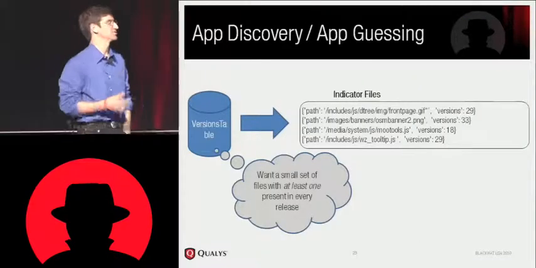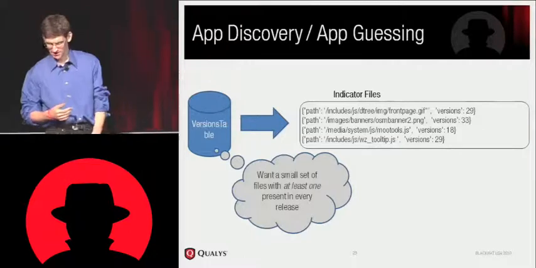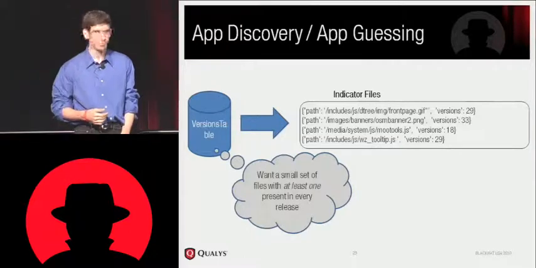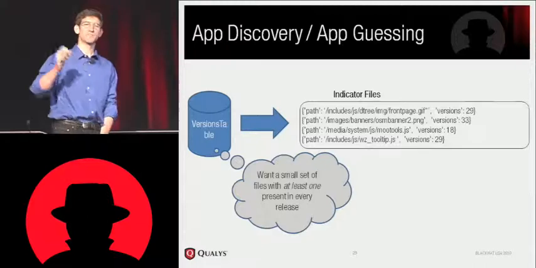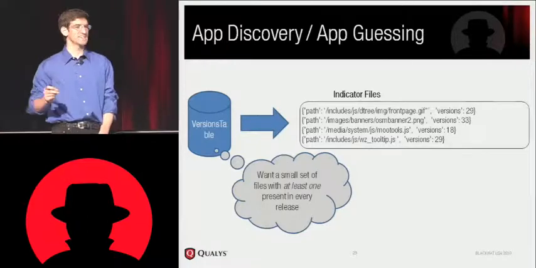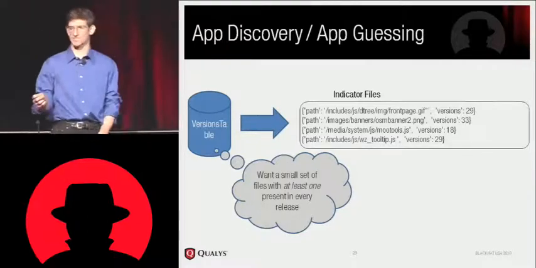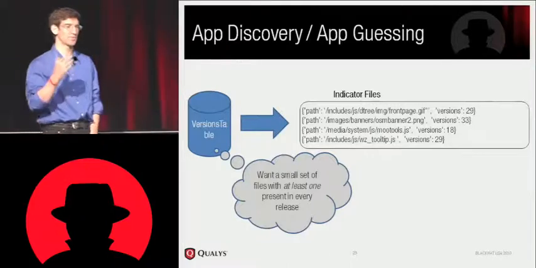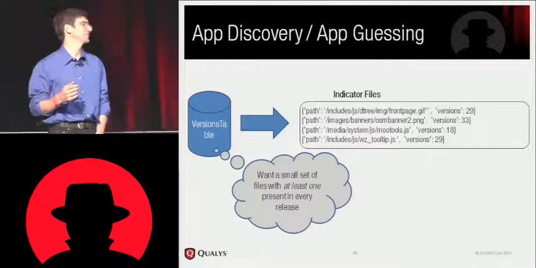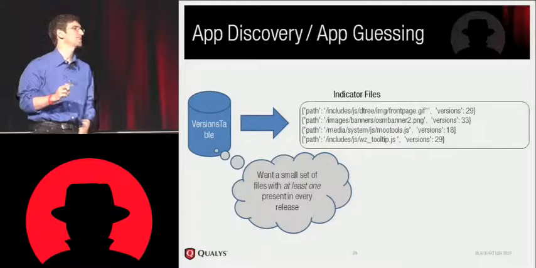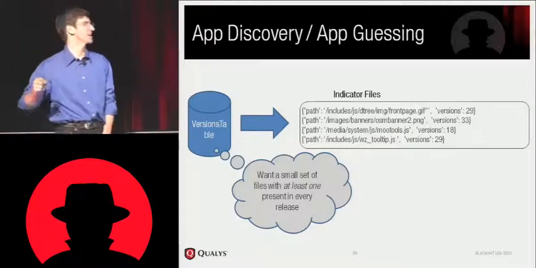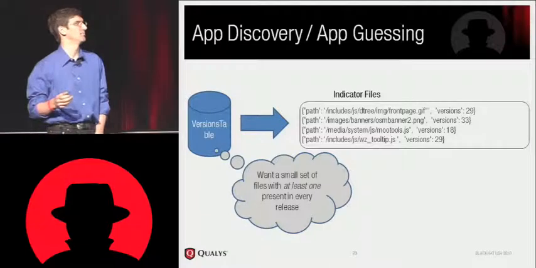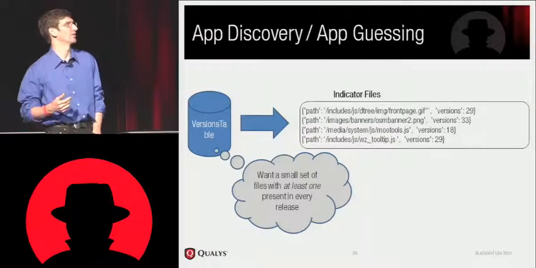This data also allows us to do application guessing. Using the versions table, we say, hey, surface for me files that exist in every single version that's out there. If not every single version, then 99% of versions, and we'll pick up that other one with an additional file. So we get a very small set of files that darn well should exist in, say, every version of Moodle.